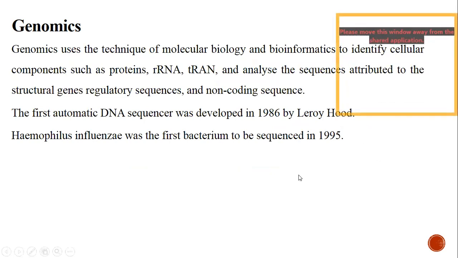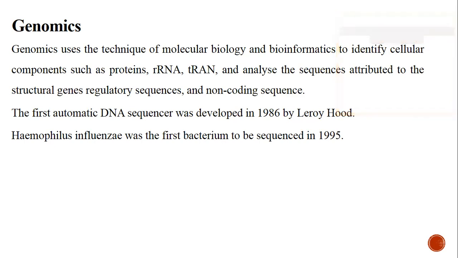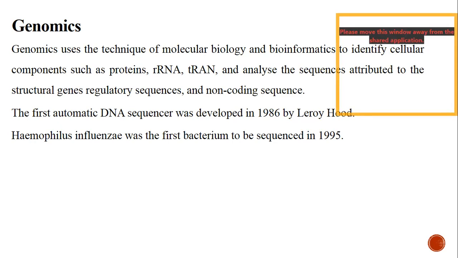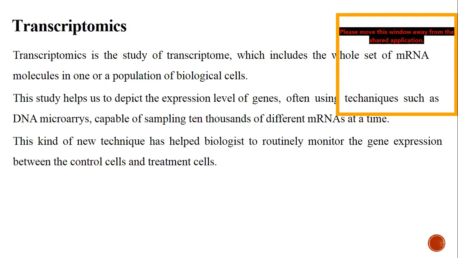Anyhow, genomics uses the techniques of molecular biology, cell biology, biochemistry, and bioinformatics to explore what a specific genome of a specific organism has, how these sequences work, how they have similarities, where the coding sequences are, where the non-coding sequences are, how we can regulate different genes, and how these genes work. The first automatic DNA sequencer was developed in 1986 by Leroy Hood, and the influenza bacterium was the first organism to be sequenced, in 1995, with the help of genomics.